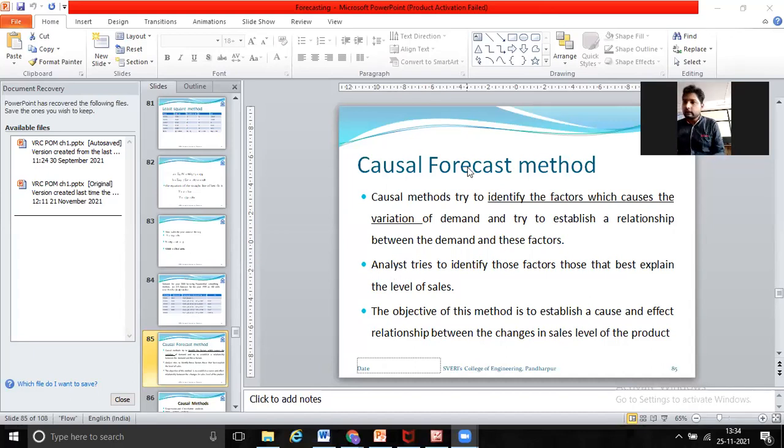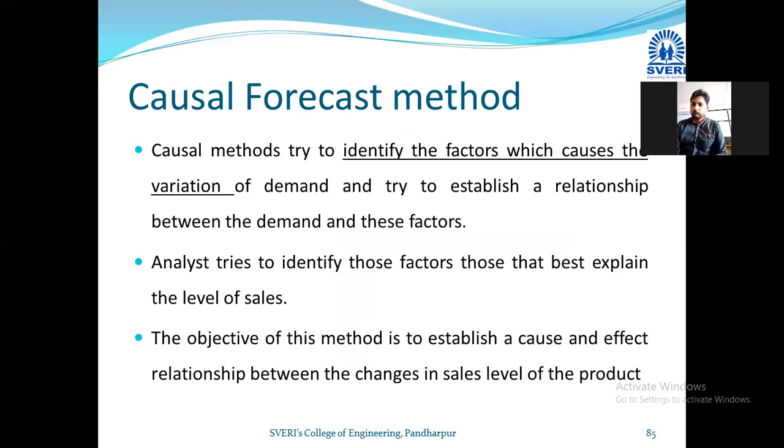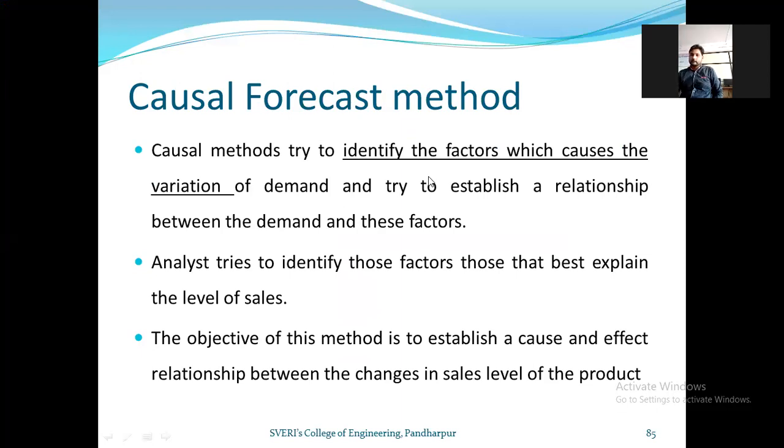Okay, write down the next type of forecasting, that is nothing but causal forecasting method. Causal forecasting method. Okay, so cause means what?